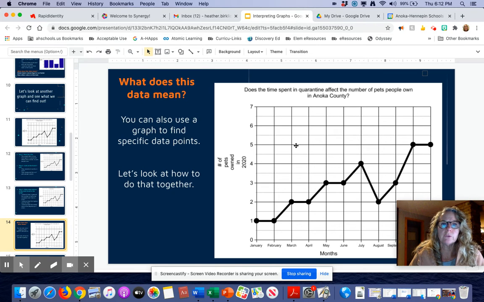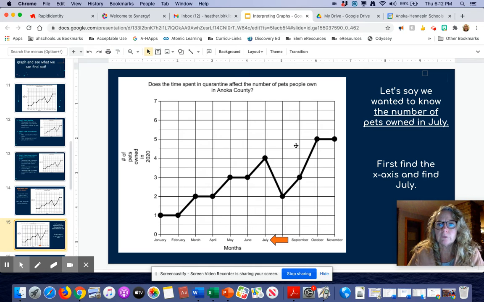So you can also use a graph to find specific data points, and this is really a good skill to have. We're going to look at how to do that. So one thing that you can do is, let's say you wanted to know the number of pets that were owned in July.